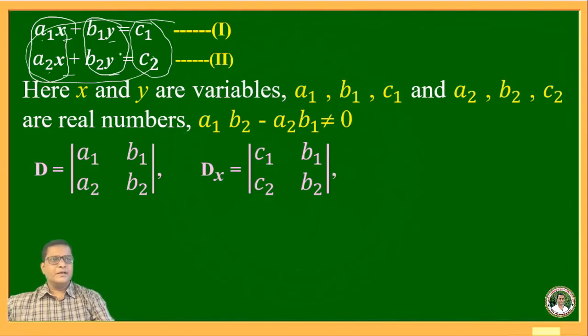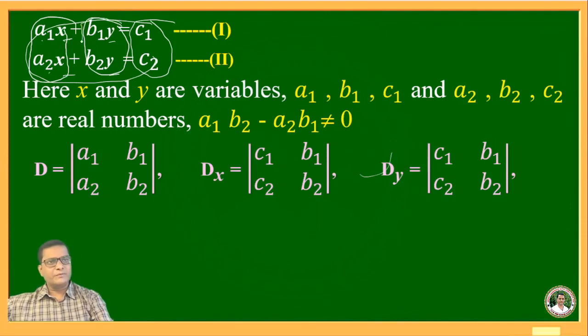In this, the coefficients of x variables are not taken. Then find the value of dy, that is c1, c2, b1, b2. Here dy is there, so eliminate the coefficients of variable y and write the remaining coefficients here. In this way you can write, because this is important. Then by using this, write the values of x and y.